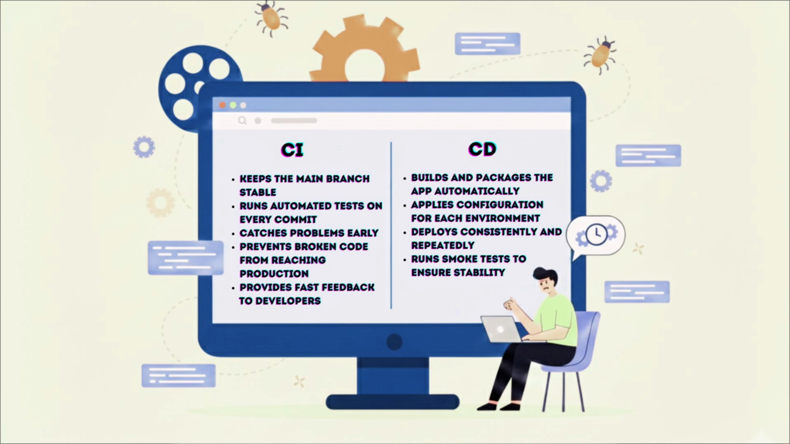Let's sum up. CI keeps your main branch stable, tested, and catches problems early, way before they ever reach production. CD helps you deploy safely and reliably by automating the whole process. In the next video, we'll build a real pipeline step by step.